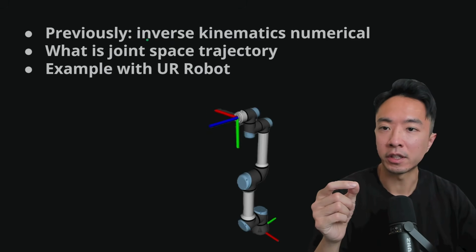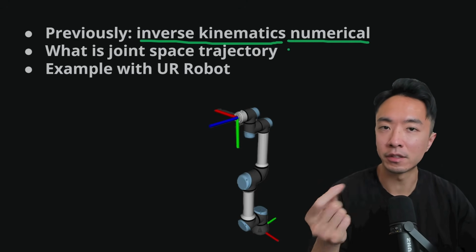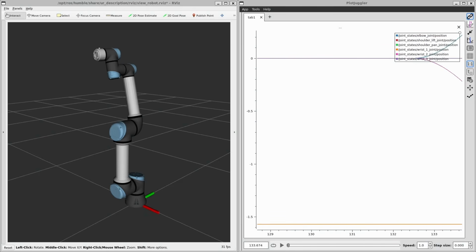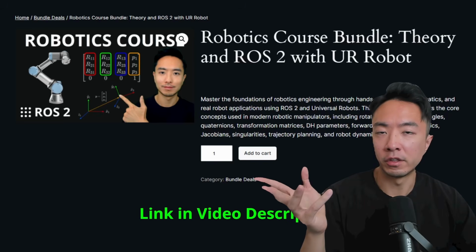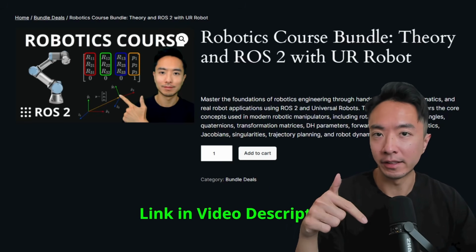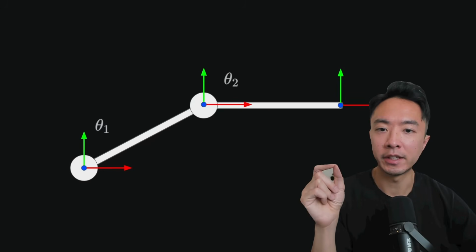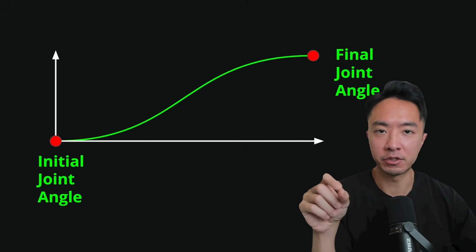Previously, we talked about the inverse kinematic solution using the numerical approach. In this video, we're going to talk about the joint space trajectory. We'll see an example with the UR robot of how to generate smooth trajectories for each joint. You can follow along with my code and documentation, linked in the video description. So let's say you have a robot in this starting configuration and you want to move it to a new configuration. This is where the joint space trajectory comes in.